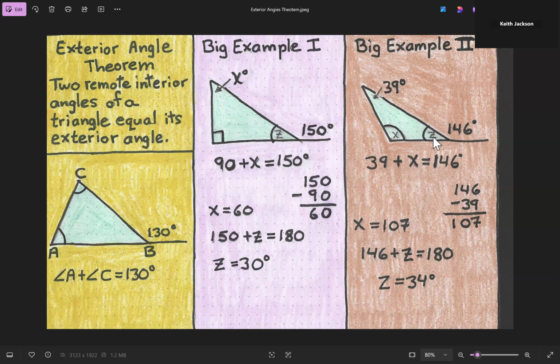How can we find out how many degrees z represents? Well, we know that 146 plus z equals a straight line, which means that it equals 180 degrees. And let's write it like that. 146 plus z is going to give me 180 degrees. And so let me repeat that. 146 plus z will give me 180 degrees. And when we subtract 146 from both sides, we will discover that z is equal to 34 degrees.